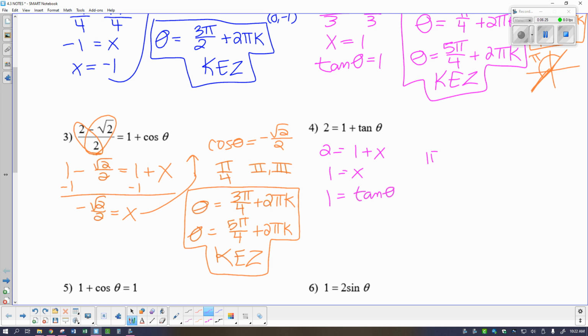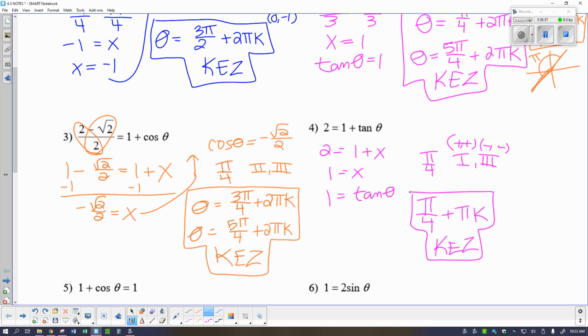Keep in mind, this is pi over 4 family, and we want first and third because the cosine and sine are both positive here, and these are both negative in this quadrant. So when I divide a positive by a positive, I get a positive, and a negative divided by a negative is also a positive. So I'm just going to write my shorthand, pi over 4 plus pi k, where k is an element of an integer. And that can be our final answer.